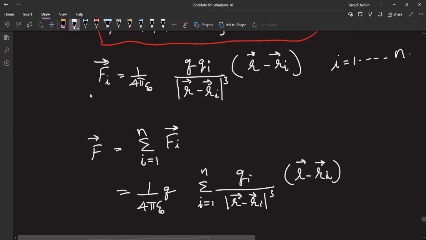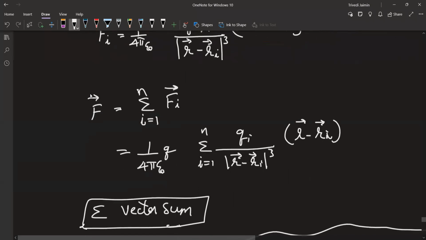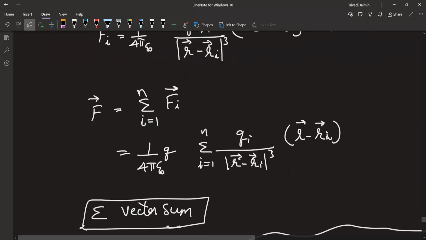This q is constant everywhere: q, q1, q, q2, q, q3, and so on, till i equals 1 to n. Whatever number of charges we have, I took 3 here, let it be infinite, it doesn't matter. Now we have the summation of qi, r minus ri, all these items in the summation, where i is 1 to n, and the summation is a vector sum here.